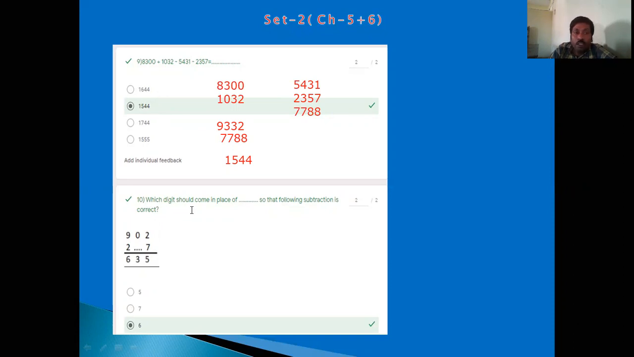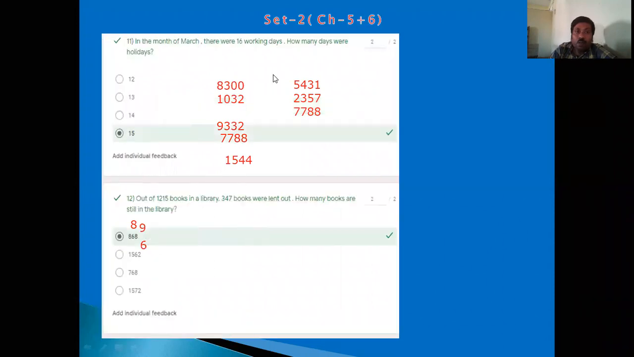Which digit should come in the place of this? 12 minus 7 is equal to 5. The number left here is 9. And 9 minus which number gives 3? Yes, we choose 6. 9 minus 6 is equal to 3, and which number is left here? 8. And 8 minus 2 is equal to 6. We have already discussed this type of question in this chapter.